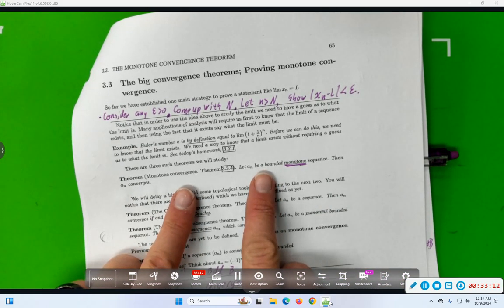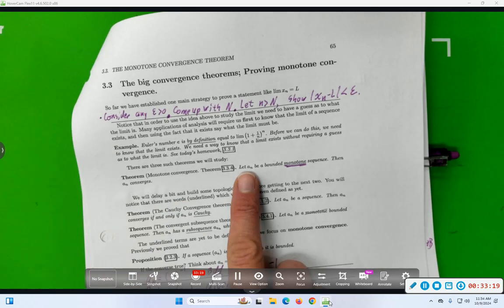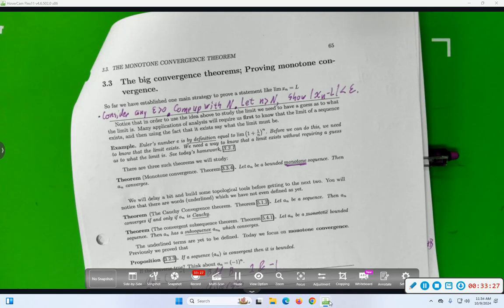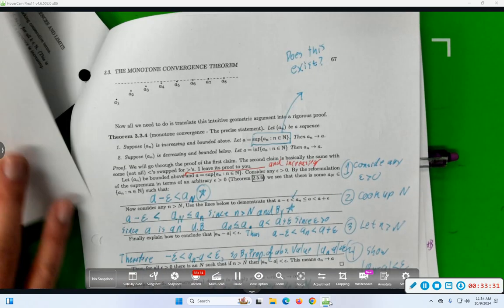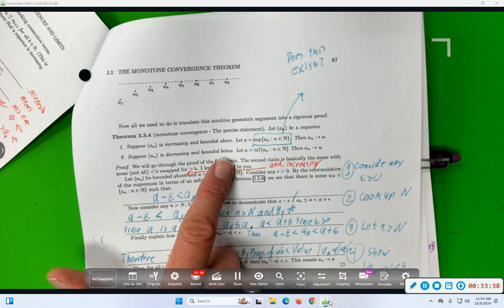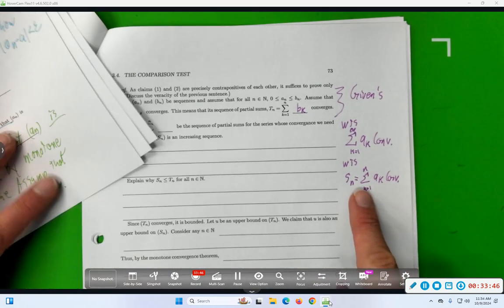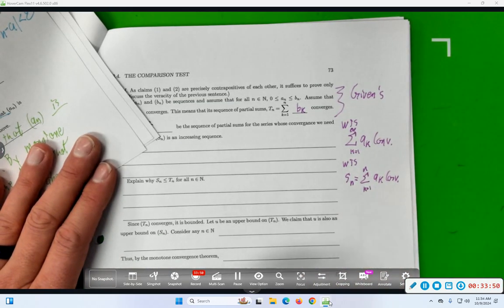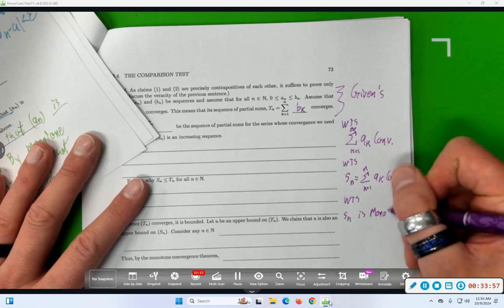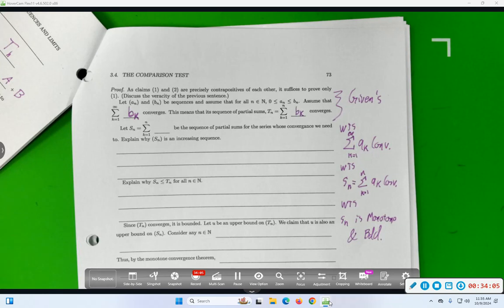There's the monotone convergence theorem. Or there's the second statement later on in the same section. Let AN be a bounded monotone sequence, then AN converges. So if I can show that a sequence is monotone and bounded, then it converges. The statement later on says that if I know it's increasing and just bounded above, then it converges. If it's decreasing and bounded below, then it converges. So, with that in mind, I would like to show that this sequence converges. So to do that, I need to show that the sequence is monotone and bounded.